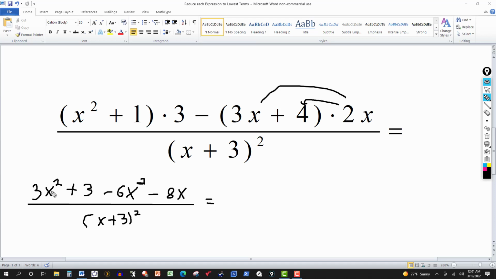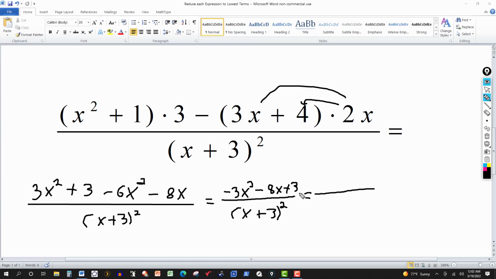And then we combine like terms. 3x squared minus 6x squared is a minus 3x squared. And then we have a minus 8x plus 3. Denominator just stays the same. Just bring it along. x plus 3 quantity squared.